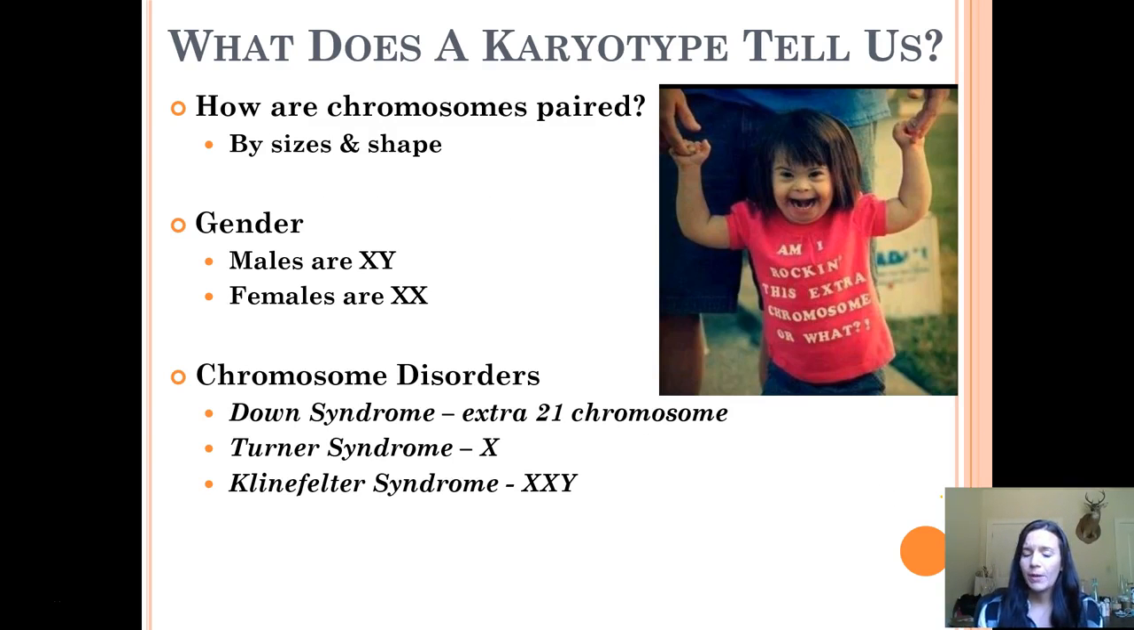So how are chromosomes paired? Like we mentioned, by size and shape is how they're going to be paired with each other. But you also notice gender. Males are XY and females are XX. There are also things called chromosome disorders that can be evident in karyotypes. Down syndrome, for example, has an extra chromosome at 21. Turner syndrome is just X; there's not a second sex chromosome. And Klinefelter syndrome has 3 sex chromosomes.